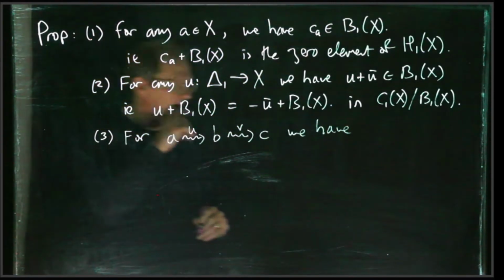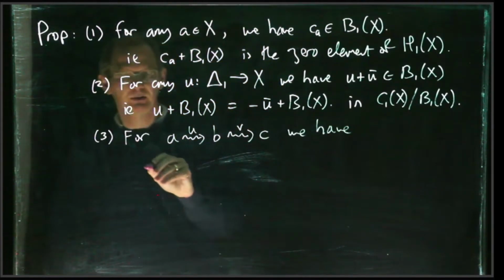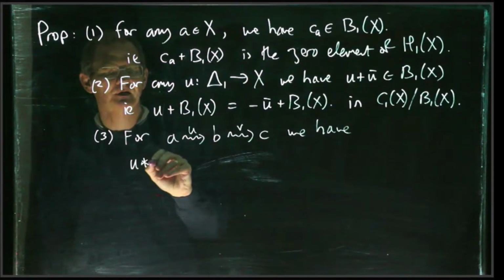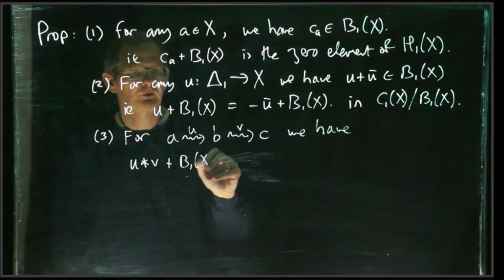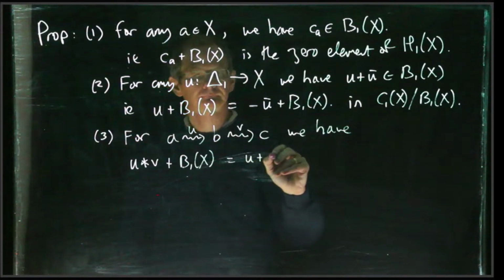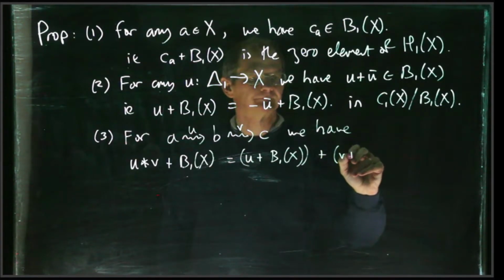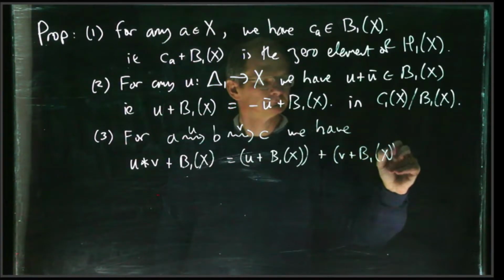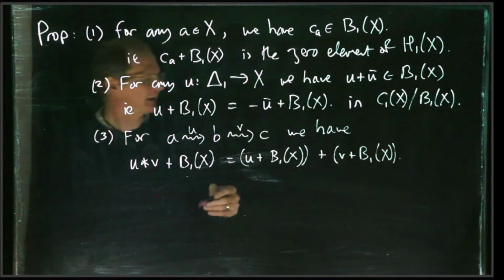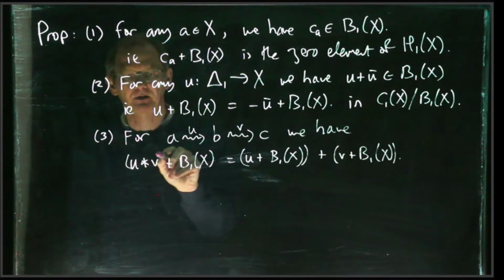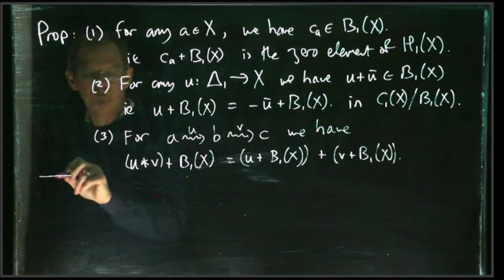And then again, we've got a homological relation for the path join operation. We take u star v, so that was a path from A to C, and we look at the coset of that. That's the sum of the cosets of u and v. So if we're working homologically, modulo boundaries, then the path join operation is the same as the sum operation. So that's what we need to prove.